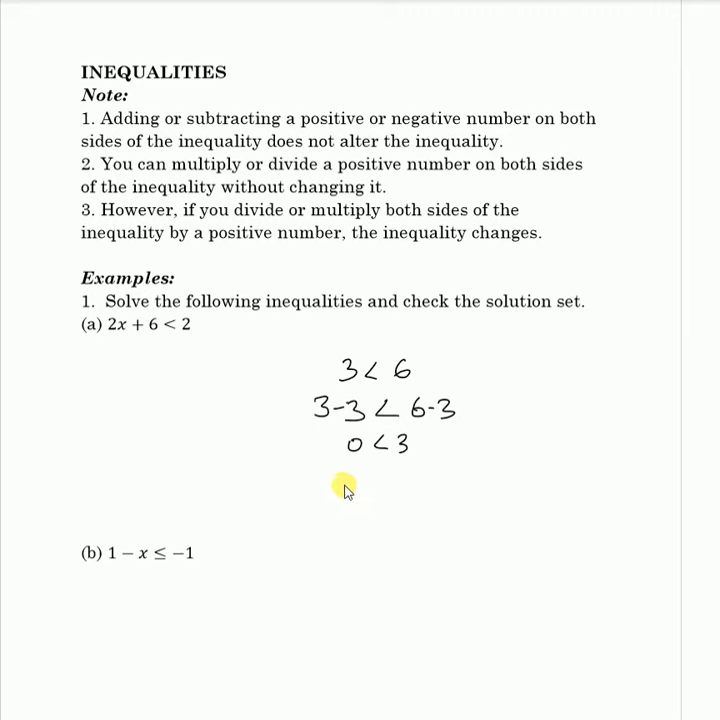Let us add 1 on both sides. 0 plus 1 is less than 3 plus 1. 0 plus 1 is 1, is less than 3 plus 1, that is 4. 1 is less than 4. That one is still correct. So by adding a positive integer on both sides of the inequality, you have not changed the inequality. That one is true when you add or subtract, whether positive or negative numbers. It can work like that.